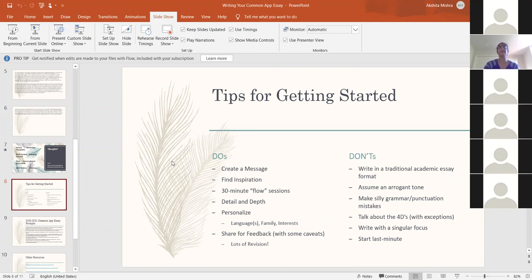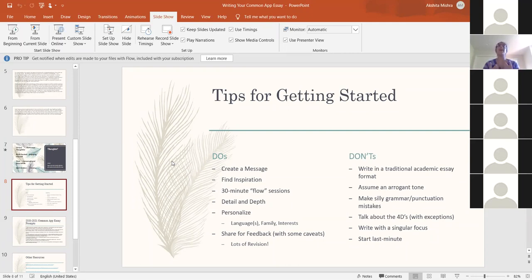And it can't be a singular focus, like, oh, I'm a hardworking person. That's a great message in itself, but you need to have a message that in itself has many different parts, because you're not just one thing, you're multiple things. To show how complex you are as a person and all the different parts of your personality, your message has to have more than just a singular focus.